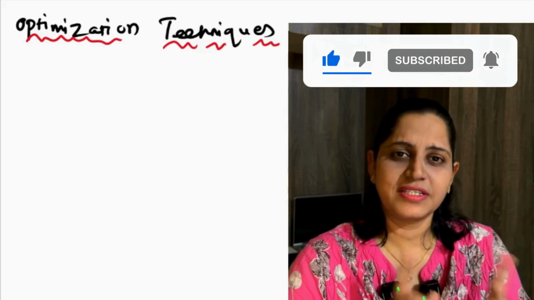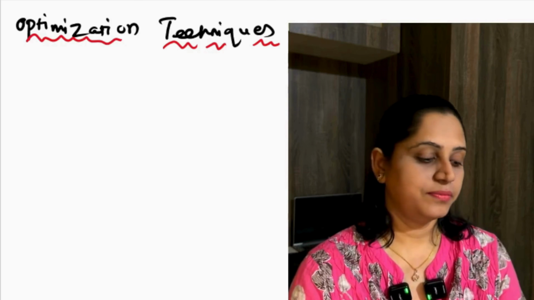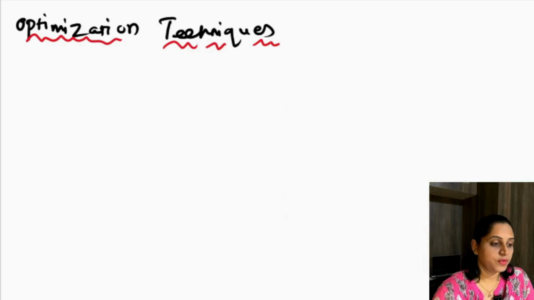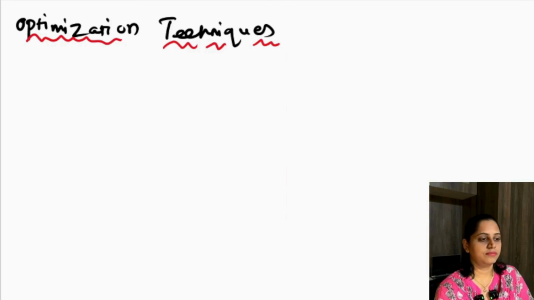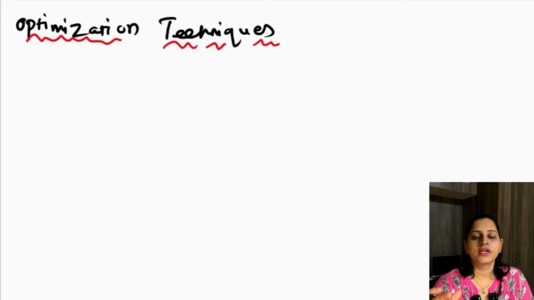So let's start on our optimization techniques right now. We have understood about gradient descent, which is a really important topic throughout your overall deep learning concept, right? So what is gradient descent? Gradient descent is a technique or an algorithm which helps in reducing a loss function, right?